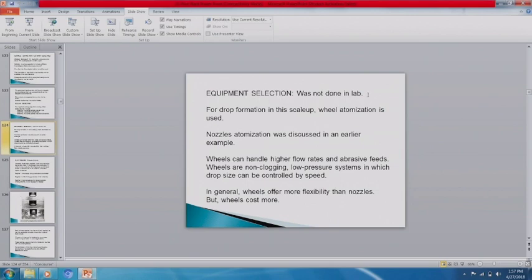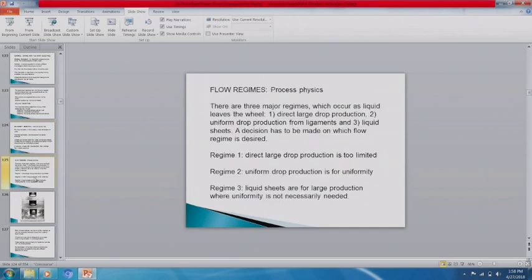Equipment selection was not done in the lab. For drop formation in the scale-up, wheel atomization is used. Okay, we're going to use wheel atomization. Nozzles were discussed earlier. Wheels can handle higher flow rates and abrasive feeds. Wheels are non-clogging, low-pressure systems in which drop size is controlled by speed. Wheels offer much more flexibility than nozzles. However, wheels cost a lot.